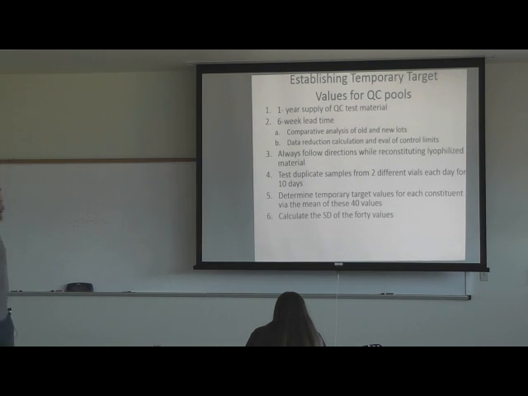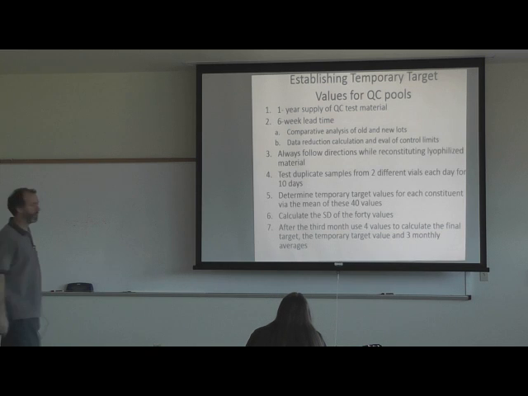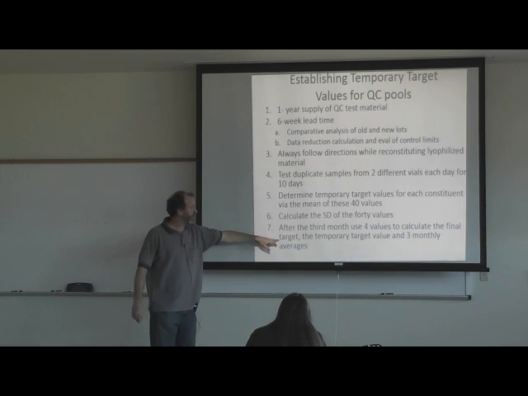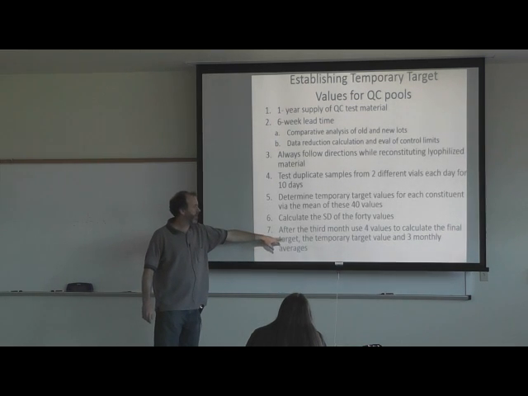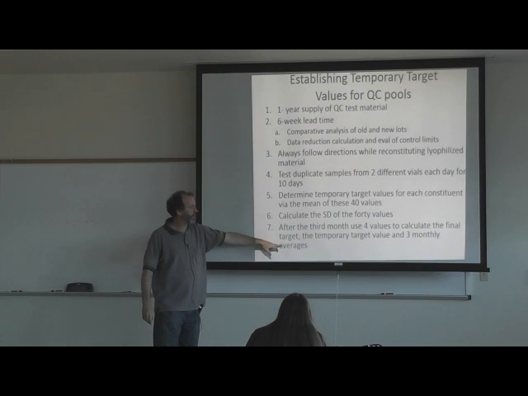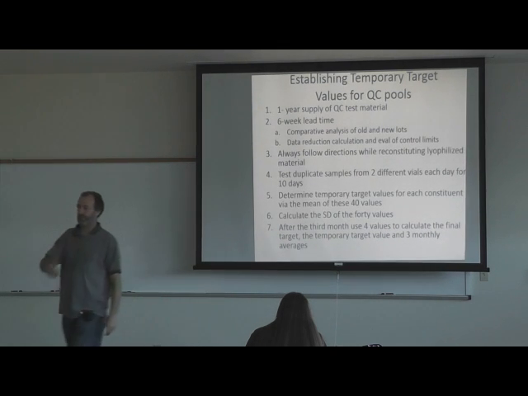You can calculate the standard deviation of those 40 values, and after the 3rd month, use 4 values to calculate the final target: the temporary target value and the 3 monthly averages.